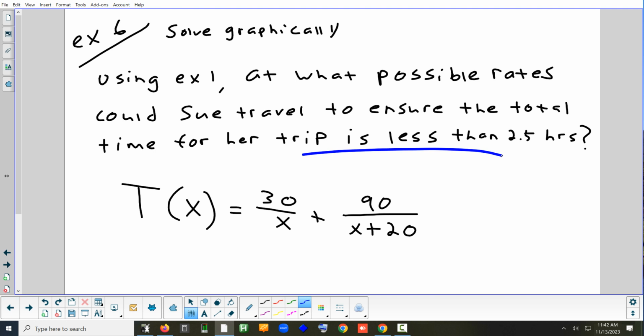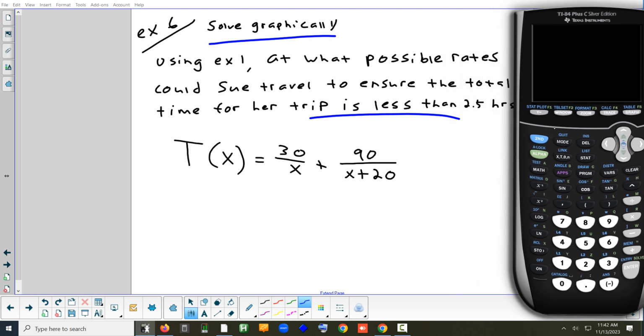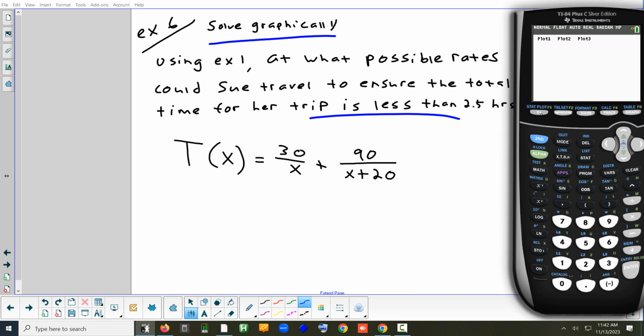They want the time for the trip to be less than 2.5 hours. Not equal to 2.5, not more than 2.5. They want less than 2.5. So we're going to solve it graphically, and we've already got like 75% of it done. We already put it in y1. We do have to change what's in y2. What am I going to change y2 to? It's not going to be 2 hours anymore. We want it to be 2.5.